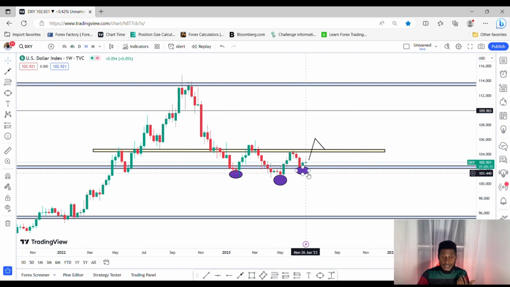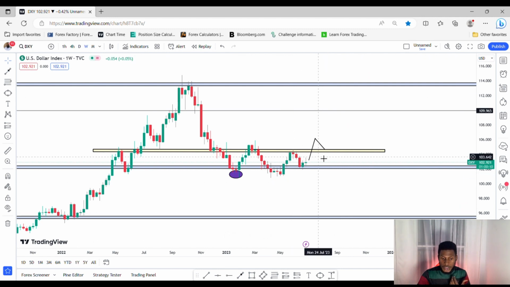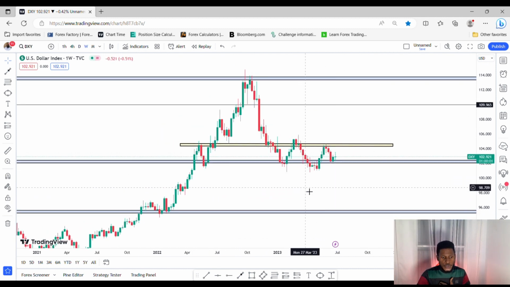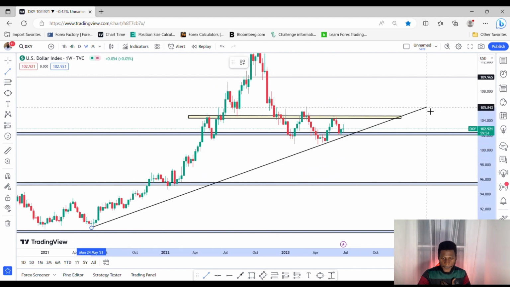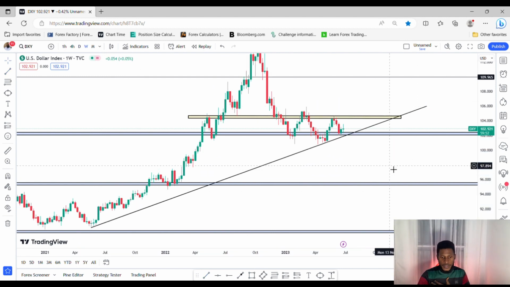However, remember I said on the monthly time frame, all the dollar is doing is ranging. But on the weekly, we can clearly see that there is an inverse head and shoulder pattern, a reversal pattern, on the weekly. So what does that mean? What information does this give us? For me, this is what I want to work with.